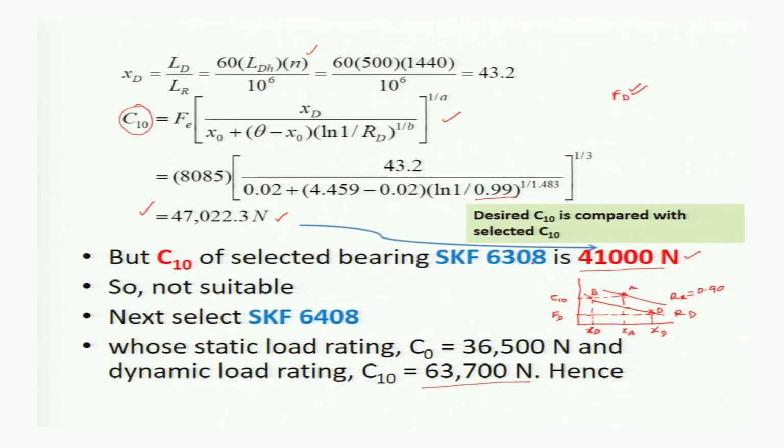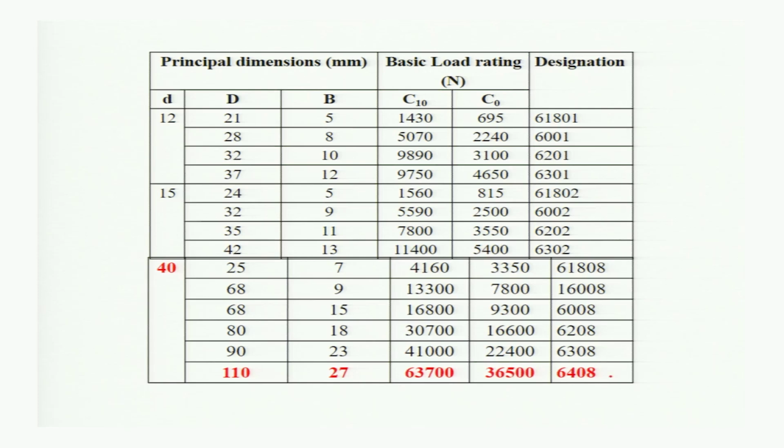For this 6308, dynamic load capacity is 41000. For the bearing 6408, the bore is the same for both the cases, 8 multiplied by 5, but this is 03 series, width series is 0, diameter series is 3, but here the width series is 0 and the diameter series is 4. Outer diameter has increased. So with that, again the process is repeated for this.